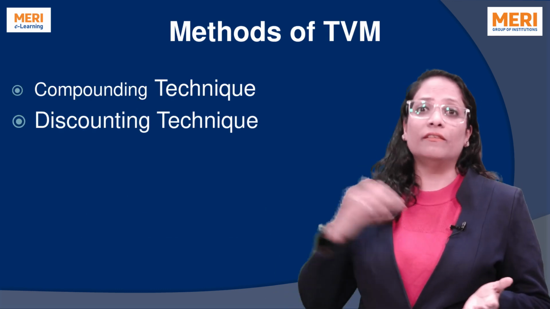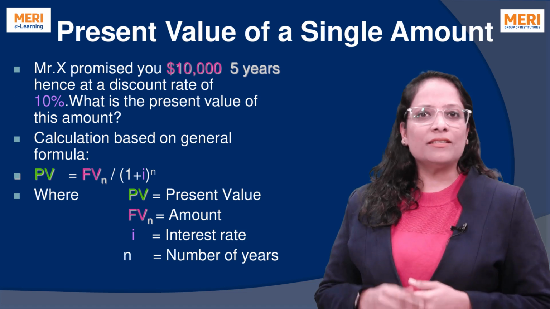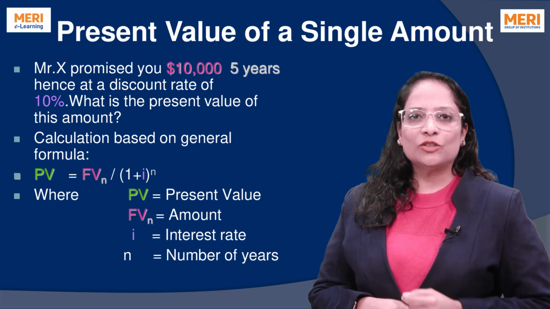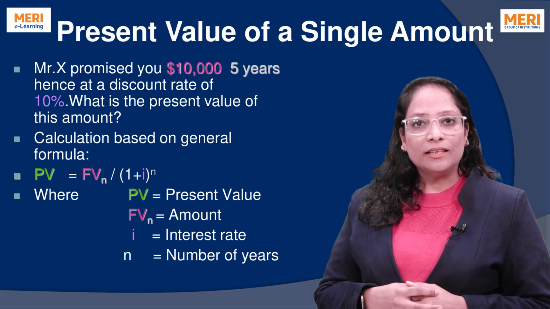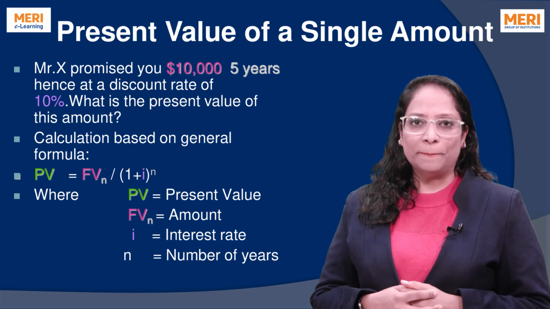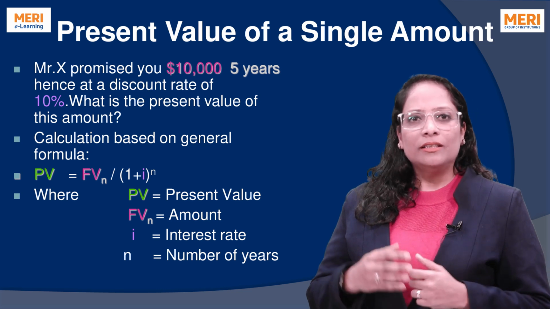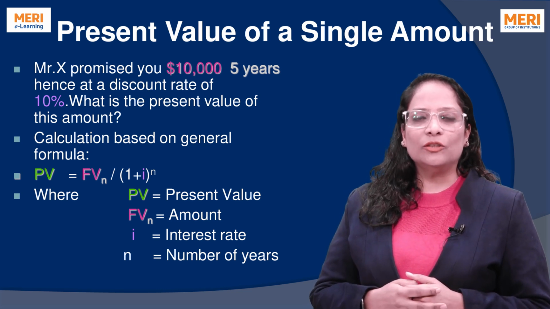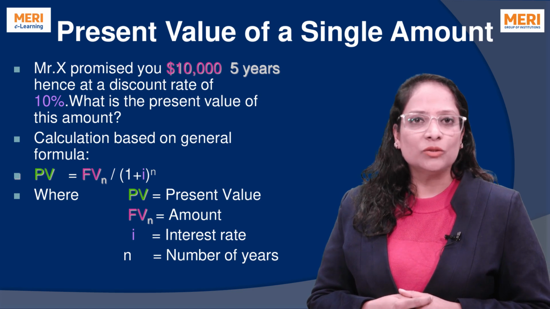But what if we reversed it? Let's say Mr. X promises you $10,000 5 years from now and the discount rate is 10%. How much money is that worth today? We'll use the simple formula. Present value is equal to future value divided by 1 plus I raised to the power n.